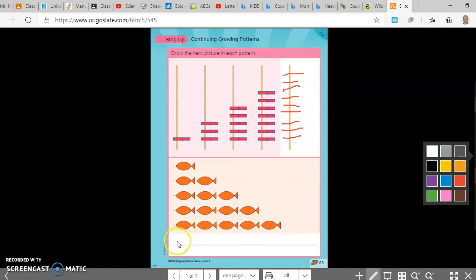And how many fish would you draw on this last line? If that's 5, how many would go next to continue the pattern, the growing pattern? Go ahead and draw those, and take a picture and upload it.